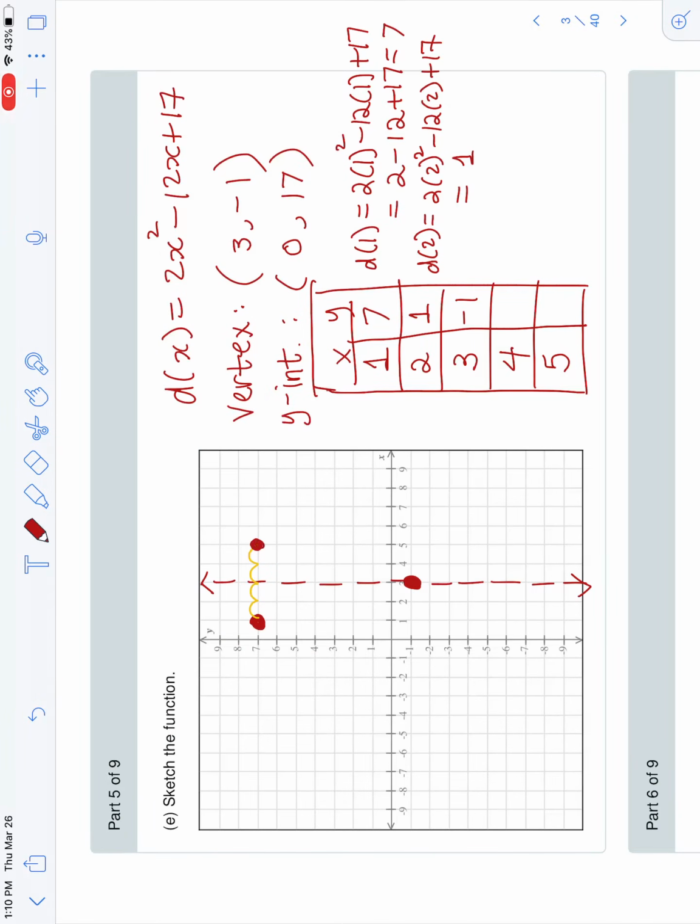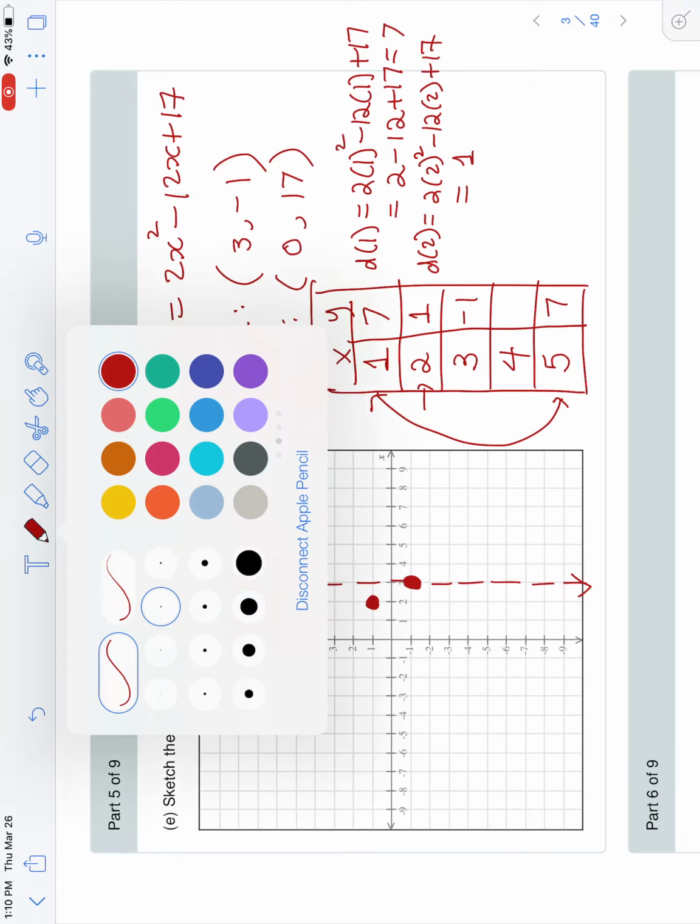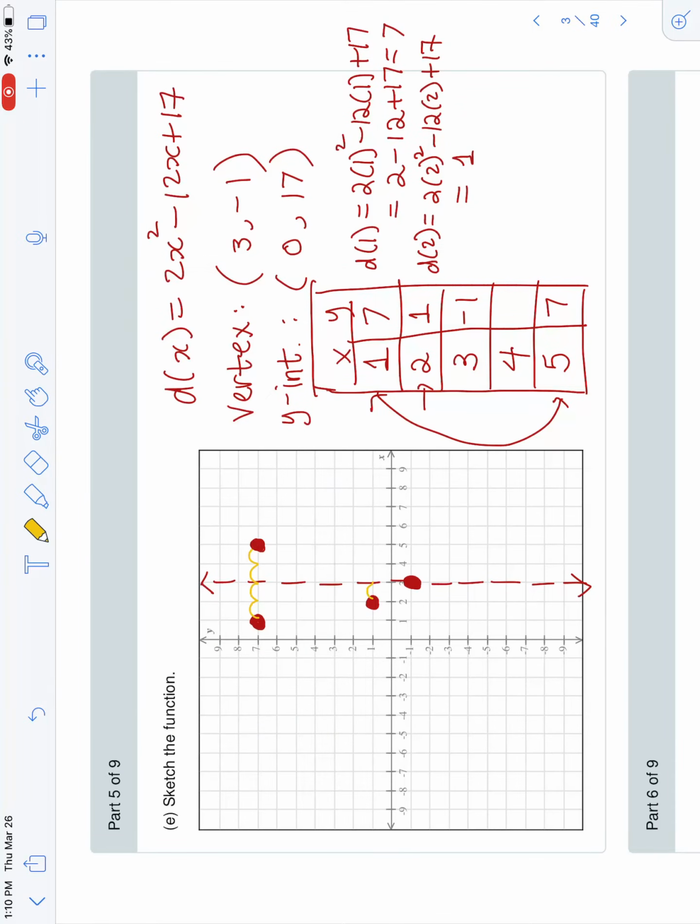I'm going to have a point that is 2 to the right of that point. So we know that we're going to have a point at 5, 7. So these two will be symmetric. 5, 7 is another point that I have. 2, 1, let's plot this one. 2, 1. 2 to the right, up 1.